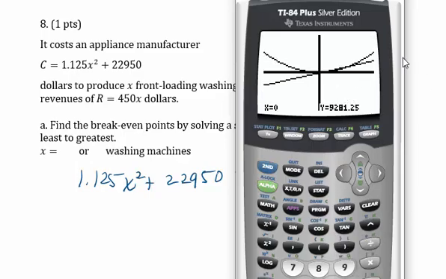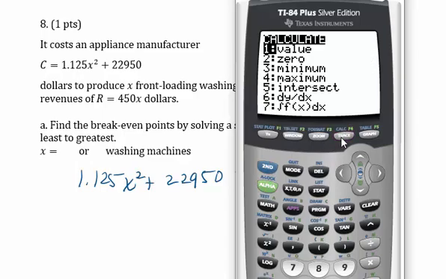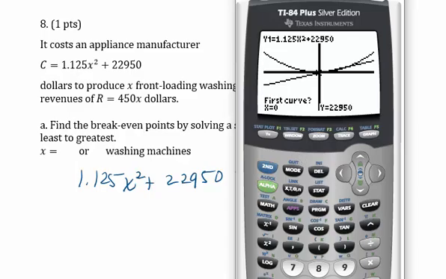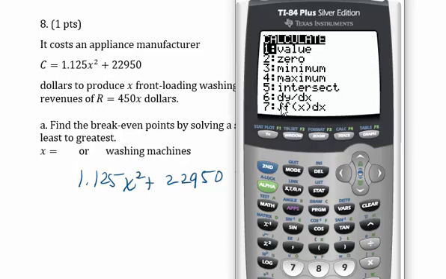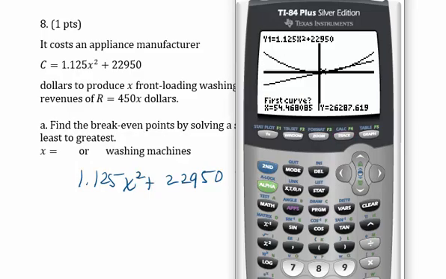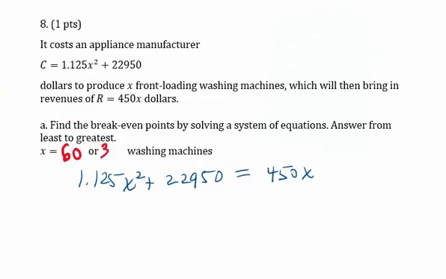Once I've zoomed out enough, I'm going to try to find the intersection or intersections. Second trace, intersect number 5, and then hit enter 3 times. So one intersection occurs when x is 60. Then I do this again, second trace, number 5, and move the cursor over a little bit toward the other intersection and hit enter 3 times. So x is equal to 340. Either x is 60 or x is 340. At either of those levels, the manufacturer will break even.